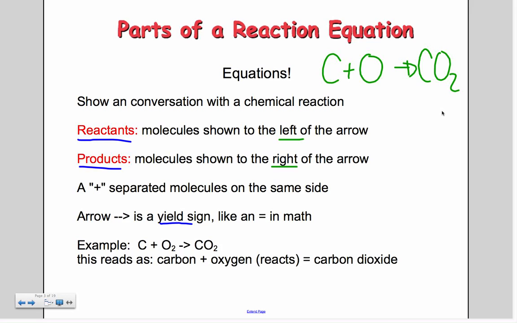The plus sign in between the carbon and the oxygen separates the different molecules that are happening on the same side of the reaction. The arrow is traditionally called the yield sign, and it's kind of like an equal in math. So our example is carbon plus realistically 2 oxygen molecules give us the new molecule of carbon dioxide.